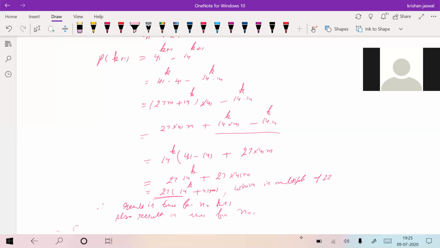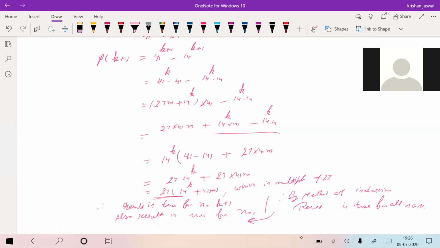Therefore, by the method of mathematical induction, the result is true for all n belonging to the natural numbers.